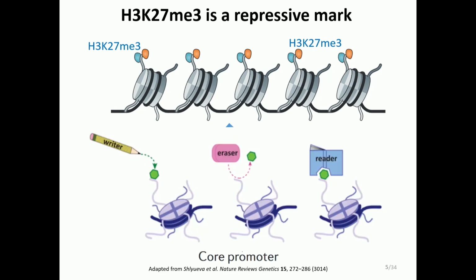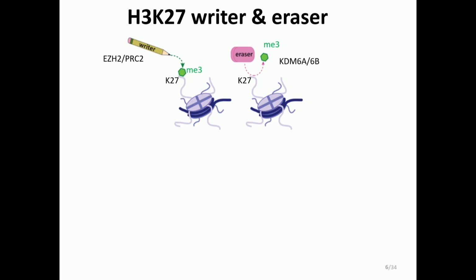Because it's such an elegant system, you would think that the mechanisms that actually mediate these are also very elegant. There are specific writers that add this mark. There are erasers that remove this mark. And this mark can be read for the genes to be transcribed. So it's a very specific system. The writer that adds this mark belongs to the PRC2 complex. This is the polycomb repressive complex 2. And the main enzyme, the methyltransferase that transfers the trimethyl, is EZH2. The eraser is this lysine demethylase. K stands for lysine, DM for demethylase. And the two specific enzymes here are KDM6A and 6B.